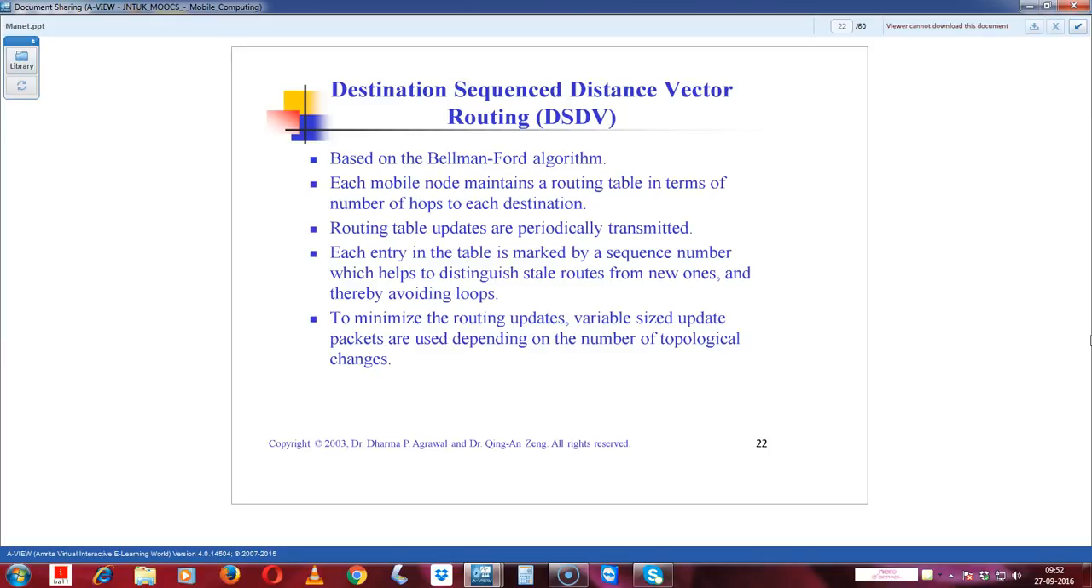Okay. Each entry in the table is marked by tags to distinguish stale routes from new ones, and thereby avoid loops. There will be a sequence number, and the sequence number will differ from one device to another device. Okay. So collision will not happen in this case if we have the sequence number. To minimize the routing updates, variable size update packets are used depending on the number of topological changes. When topological changes happen, when mobility happens, routing updates will also happen. If we are not moving, we can minimize our routing updates.